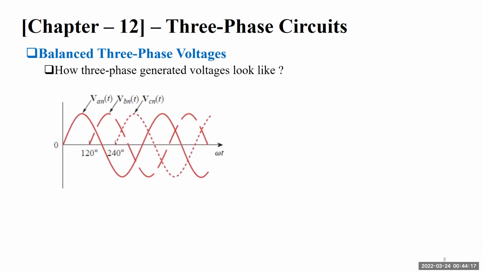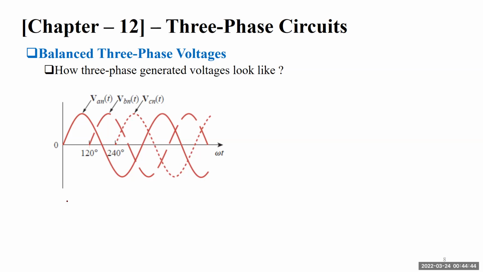Okay, so this is how these voltages look in the time domain if you are going to draw the voltage signals. The first voltage, VAN, starts from 0 degrees and goes like this, then VBN will be 120 degrees apart. It will start after 120 degrees of phase difference. Similarly, VCN will start after 240 degrees.